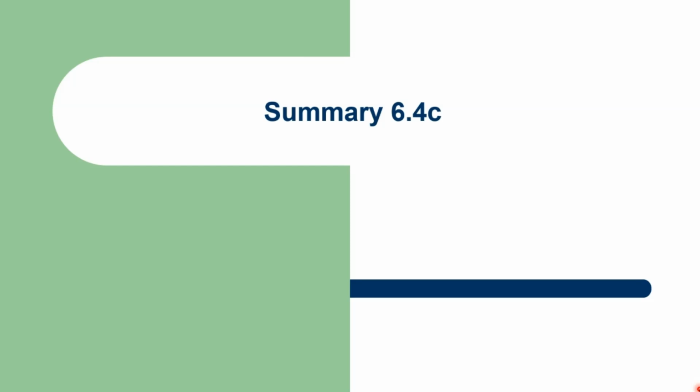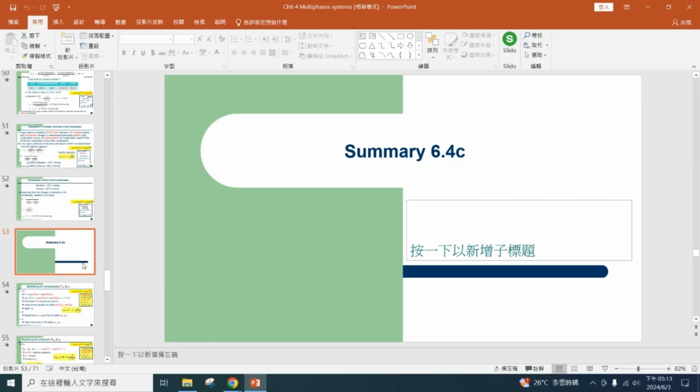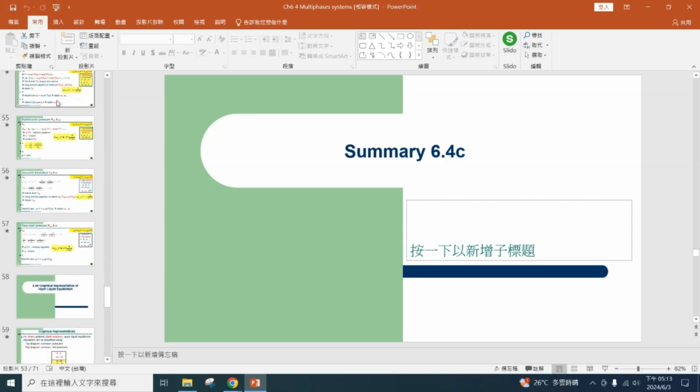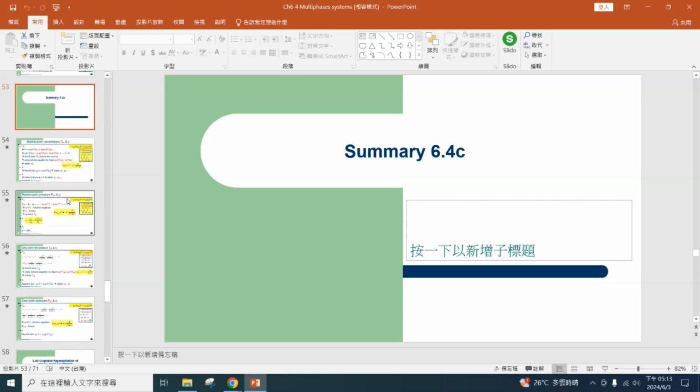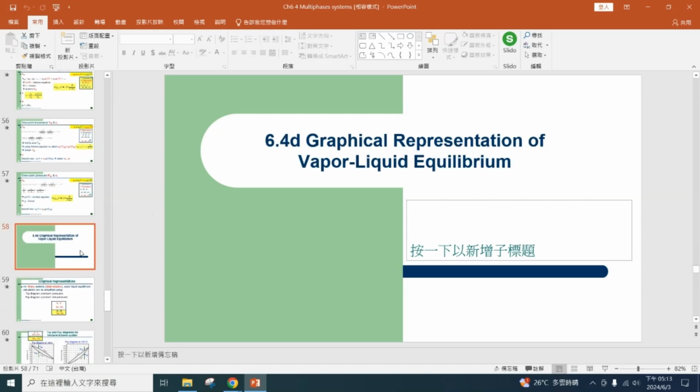Right. So I want to read the summary for you on Wednesday, because I summarized how to do the calculation, the method. So I want you to remember this. So I want to move to 6.4D today.